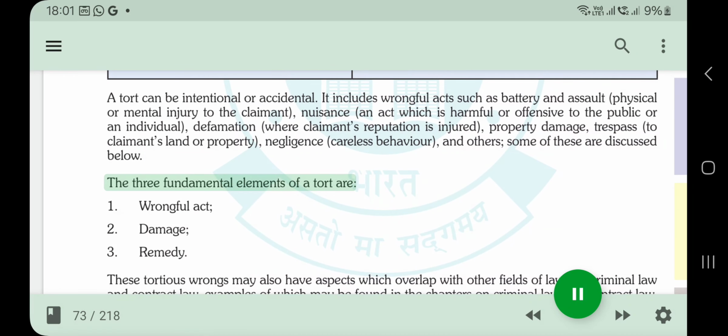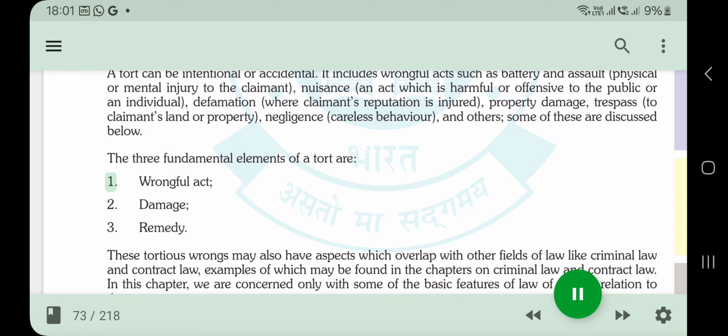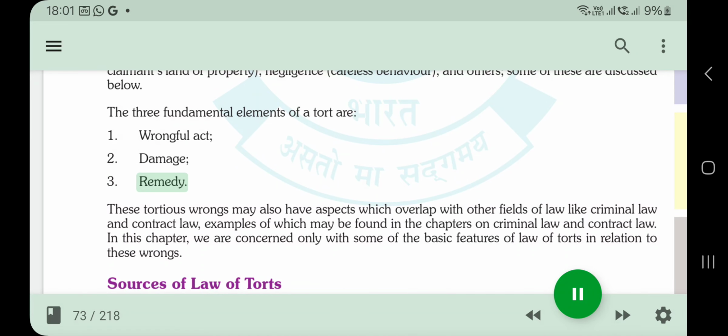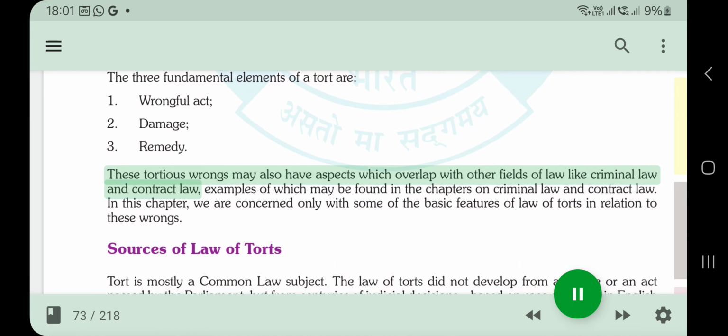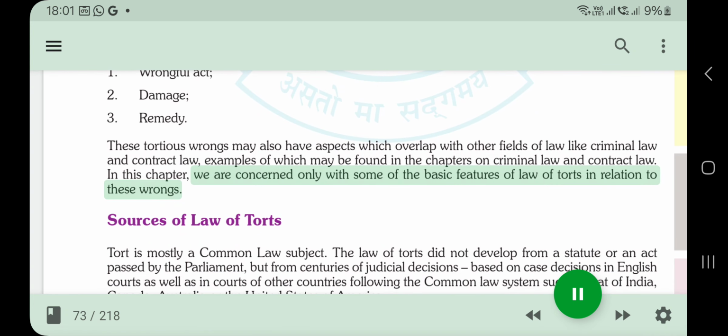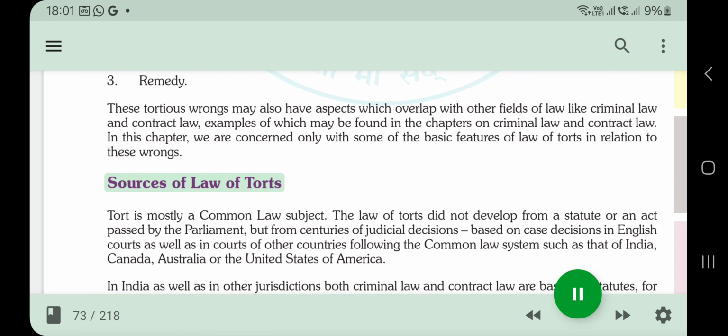The three fundamental elements of a tort are: 1. Wrongful act. 2. Damage. 3. Remedy. These tortious wrongs may also have aspects which overlap with other fields of law like criminal law and contract law, examples of which may be found in the chapters on criminal law and contract law. In this chapter, we are concerned only with some of the basic features of law of torts in relation to these wrongs.